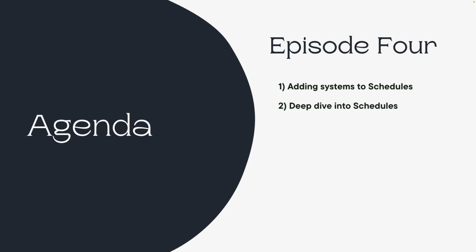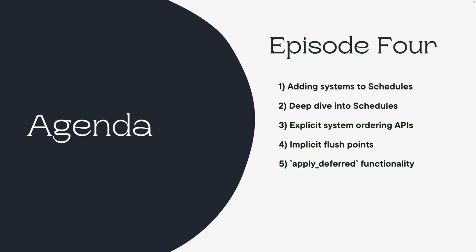We're going to talk about explicit system ordering APIs such as before and after. We're going to cover implicit flush points that happen between schedules. We're going to talk about apply deferred and how we can use it in your game. And finally, we're going to cover defining and configuring system sets.